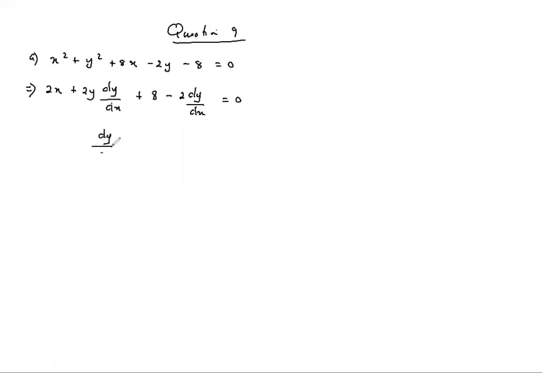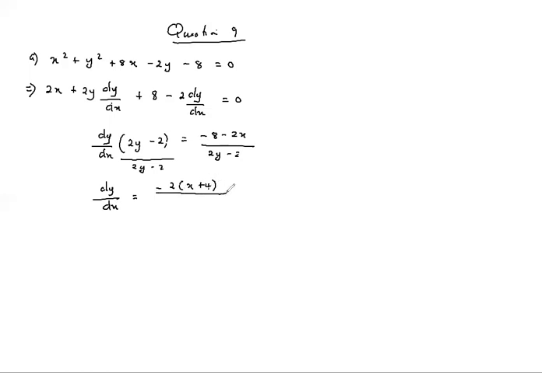So from there now you put together the dy/dx. You say dy/dx, then you have 2y minus 2 is equal to, you take negative 8 and negative 2x. Okay. Then divide by 2y minus 2. So you have dy/dx is equal to negative 2x plus 4. The denominator also has 2y minus 1. So this can cancel.